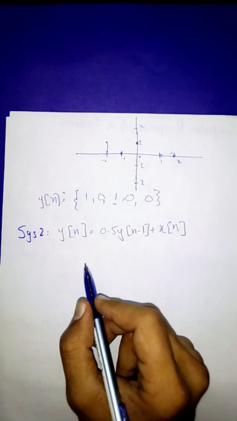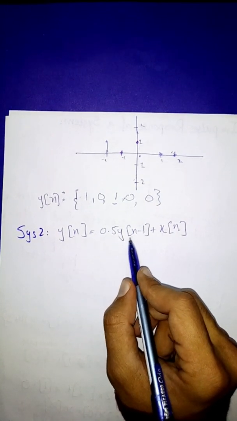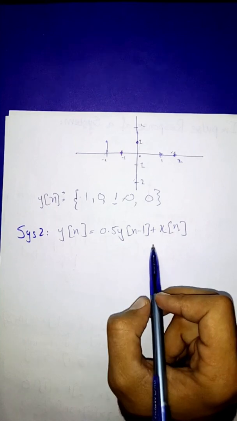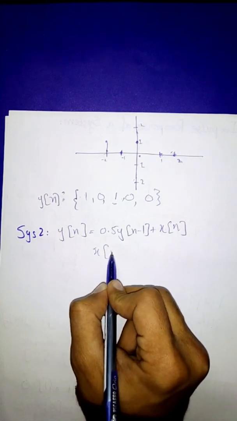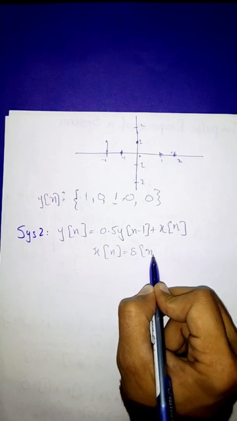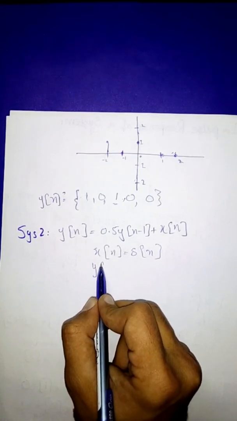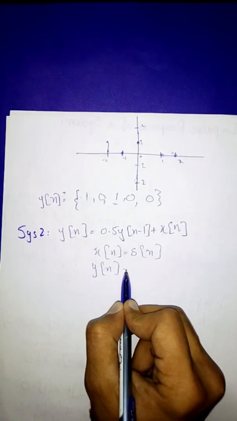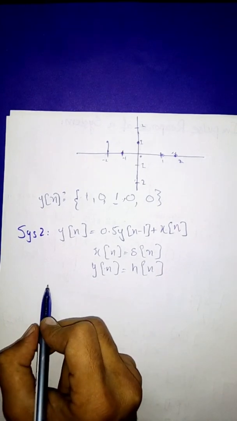Now we'll consider another system, but this time the y of n, the output function, is also considered and summed up with the input function. Now we have input function, as it is the impulse response, it is equal to the impulse signal, and the y of n, the output signal that we have, will be considered h of n, as it is the impulse response of the system.